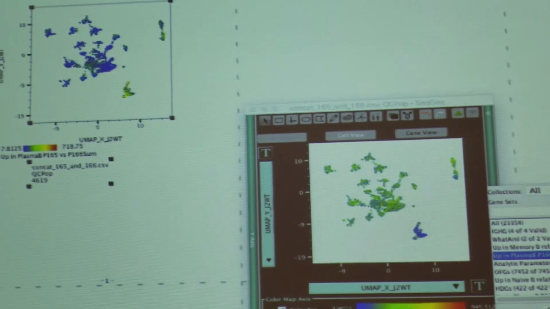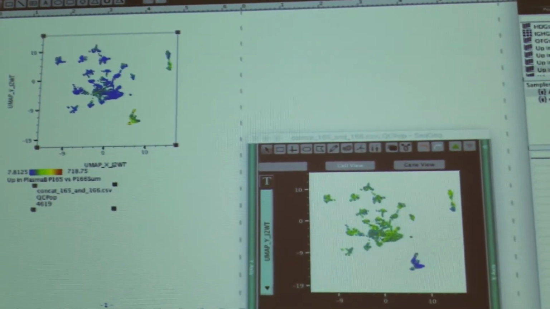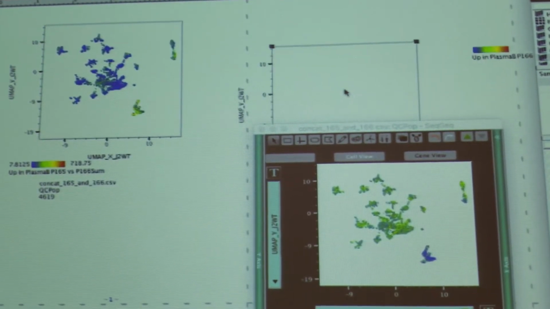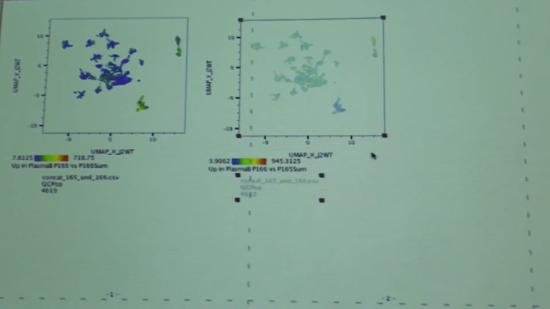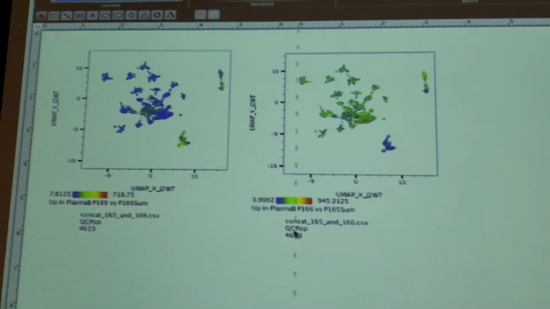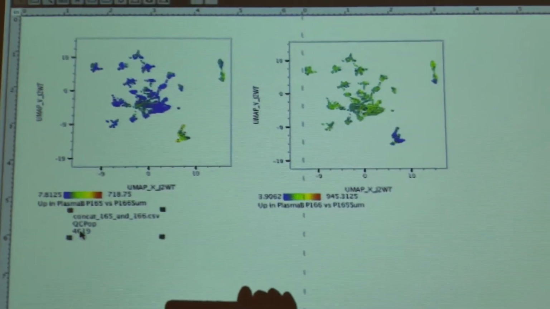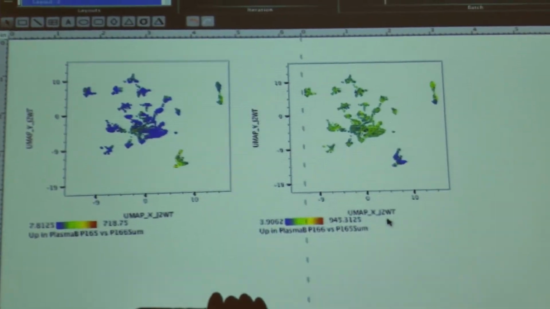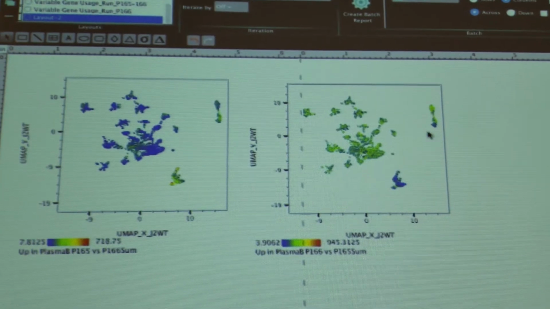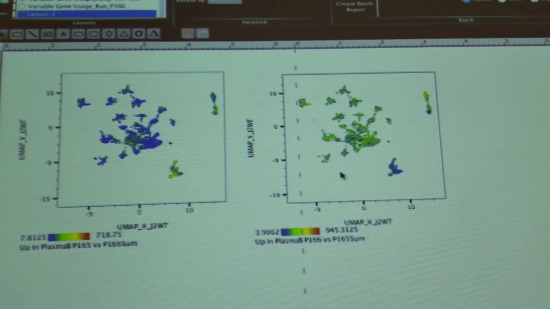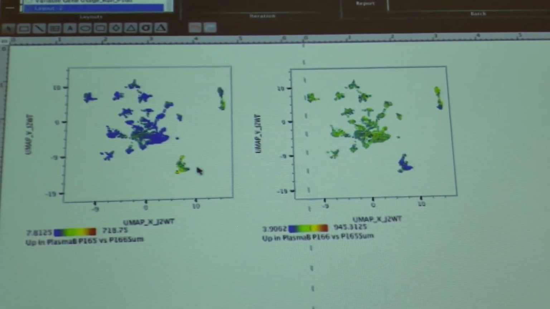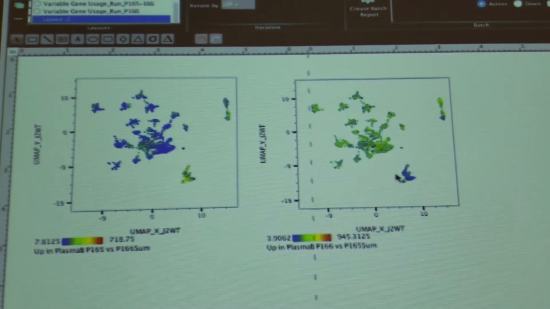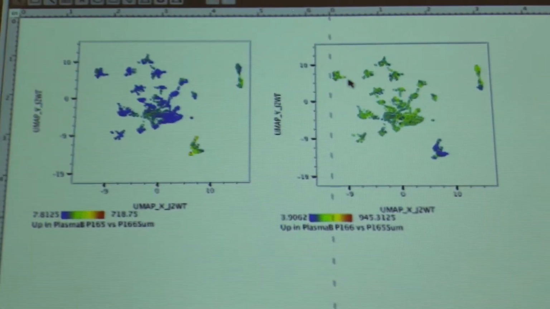I see. So they're different. Is that right? The green is opposite. And that would be nice, especially if we knew what it meant. So what this means is that the sum of expression for those gene sets that we looked at is up all over here for 166, and it's up only here for 165. Because of the way we define them, they're kind of always going to be opposed to one another.